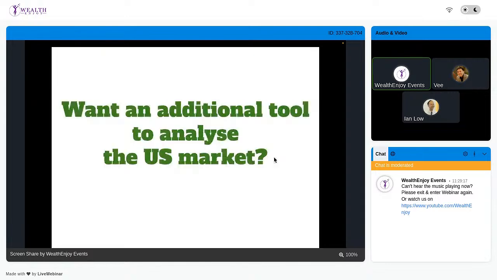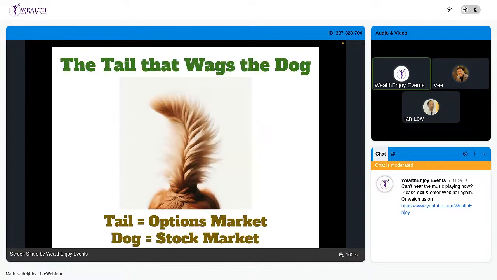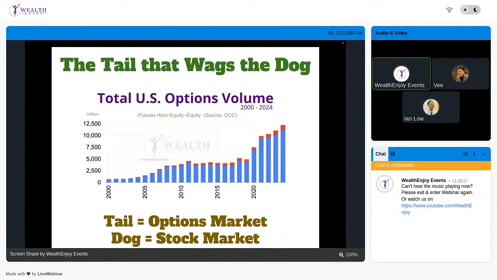Now, would you like to have an additional tool to analyze the US market? The answer is yes. Then I want to share with you the tail that wags the dog. Now, who is the tail? The tail is the options market. And who is the dog? The dog is the stock market. Now, why is the options market wagging the stock market? That's because in the last 20 years, the options market volume has increased tremendously. And especially since COVID, it's been increasing by leaps and bounds to the point where the options market is having a very significant impact on the stock market.